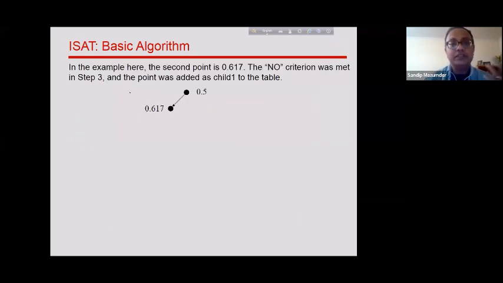So for this particular example, the second point is 0.617. You might ask, how did you get that point? Well, I'm just drawing numbers for A randomly. So first I started with 0.5, then I drew a random number, which was 0.617. Okay, so that's how I got it. So for this case, if you do the calculation, you'll find that the no criteria is met. And so the point is added as a new entry in the table, which we are going to call child 1. Okay.